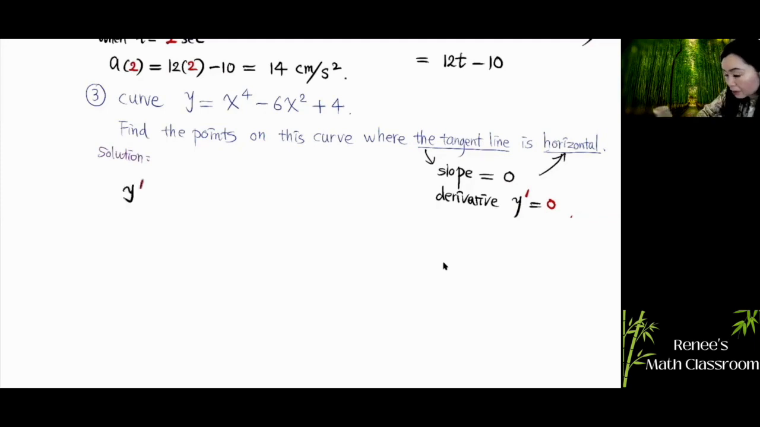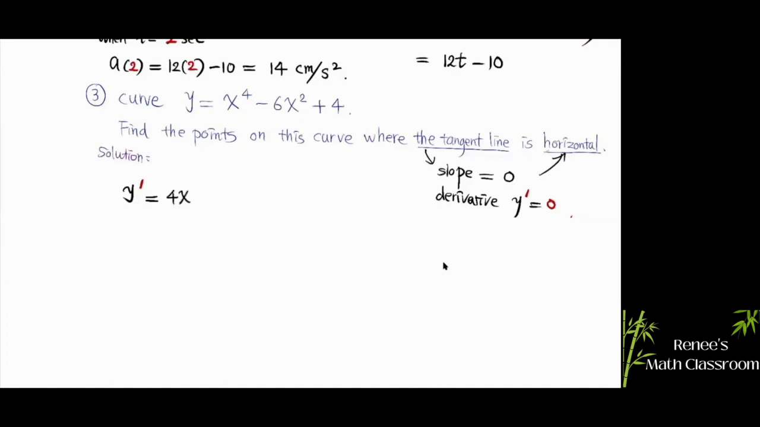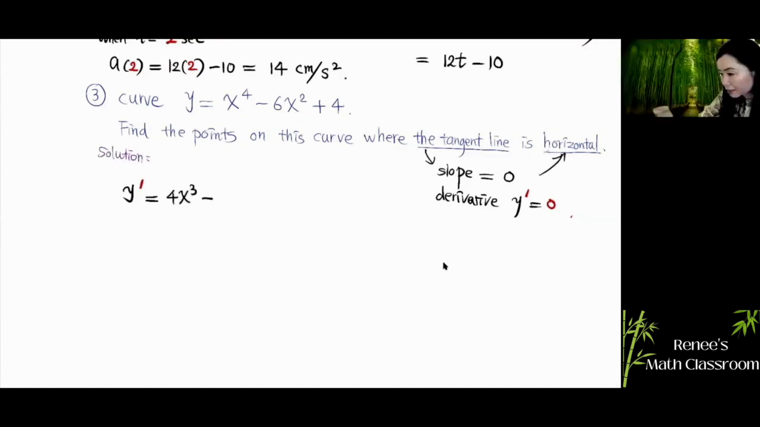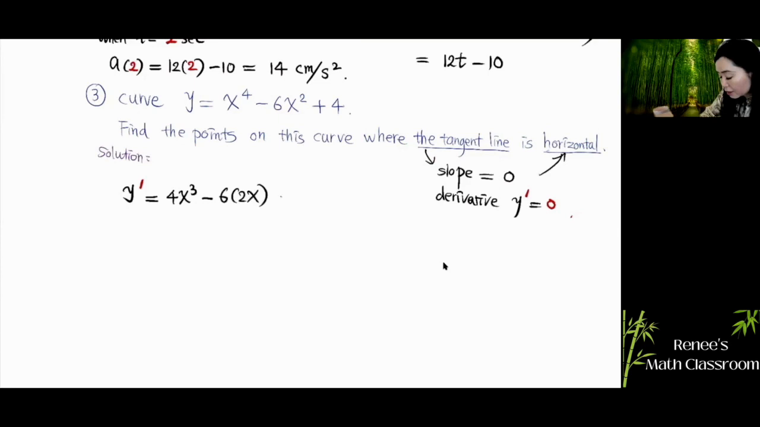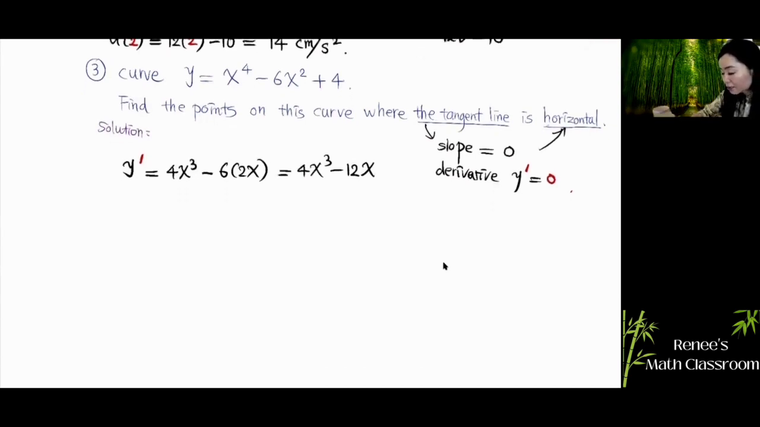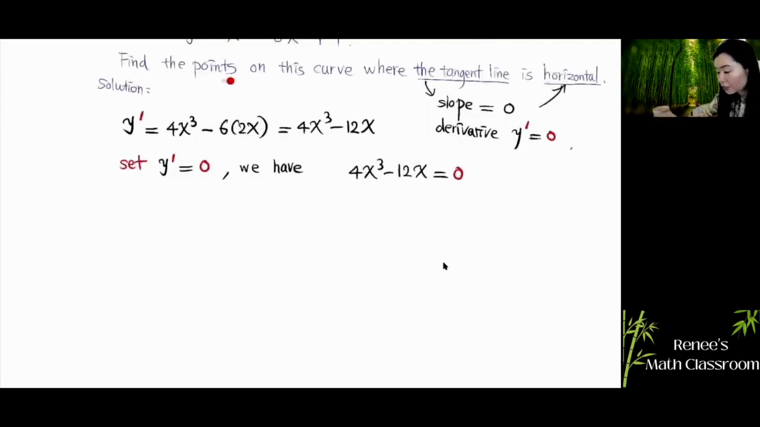Okay. So y prime is equal to what? Everyone? Differentiate this with respect to x. What do we get? 4x cubed minus 12x. 6 times 2x, which is going to be 12x. Yeah, you got it. Okay, now we're going to set this equal to 0 to find those points on this curve where the tangent line will be horizontal. And then to find those points, we need to solve for x.